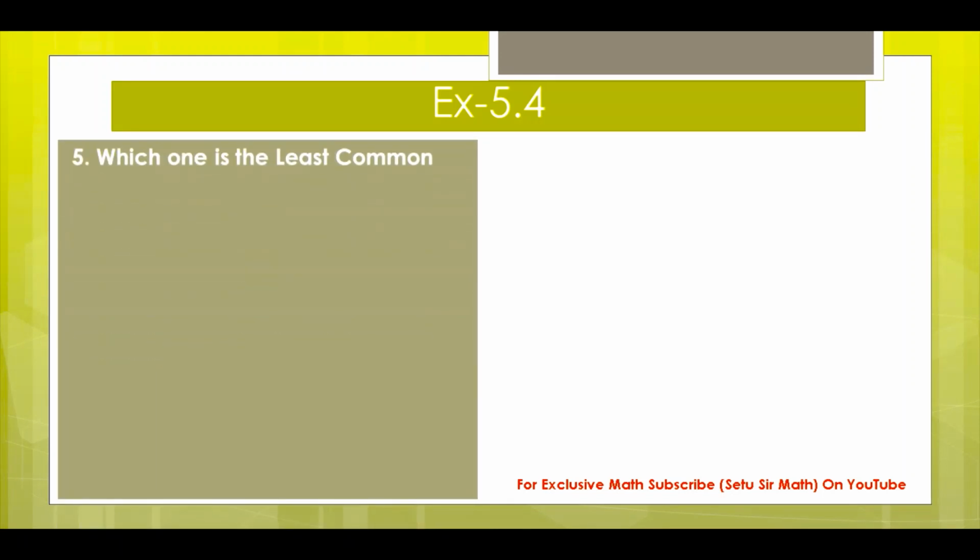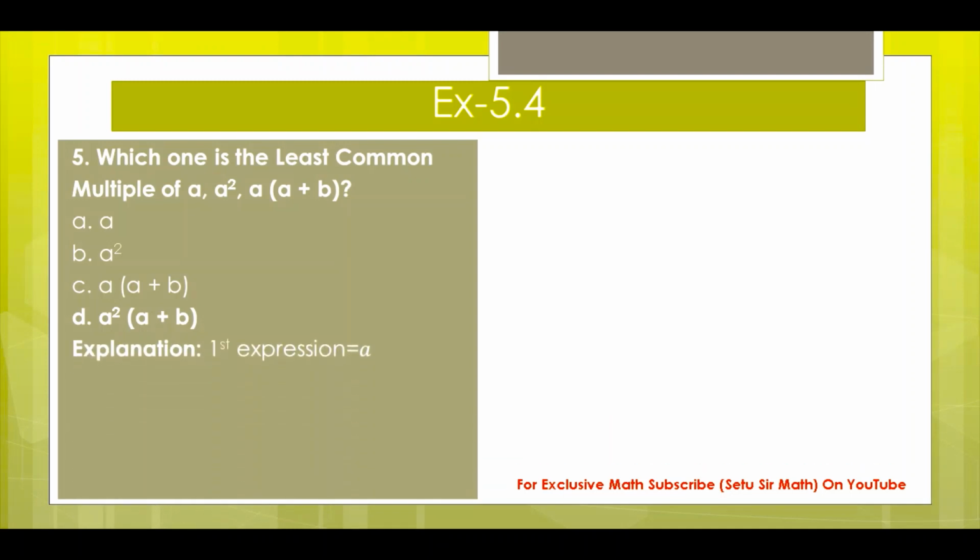Exercise 5.4. Number 5. Which one is the least common multiple of a, a square, a into a plus b? These are the options, and the answer, as you can see, is a square into a plus b. So I am going to show you the explanation.